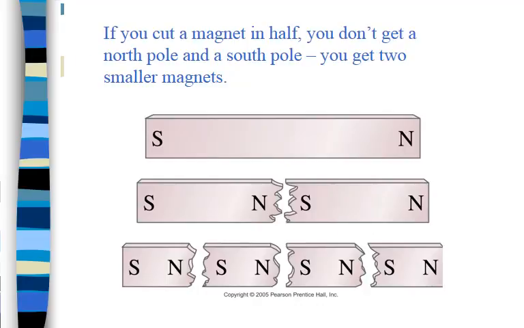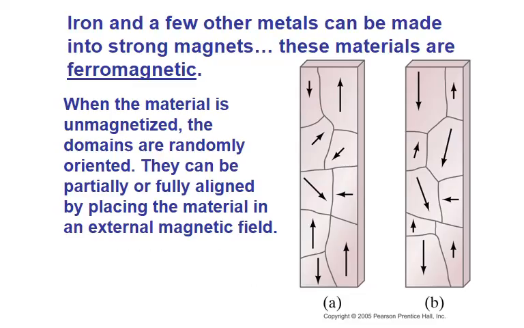Okay, so when you saw a magnet in half, they just become smaller magnets, right? That's because in all the different parts of that magnet, the electrons are spinning in a certain direction, and that's what's creating the magnetic field. So you can't just isolate a south pole or something like that. And only a few metals are magnetic, and they can become magnetized, where you can get all the electrons to spin in a certain direction. Those are called ferromagnetic materials.